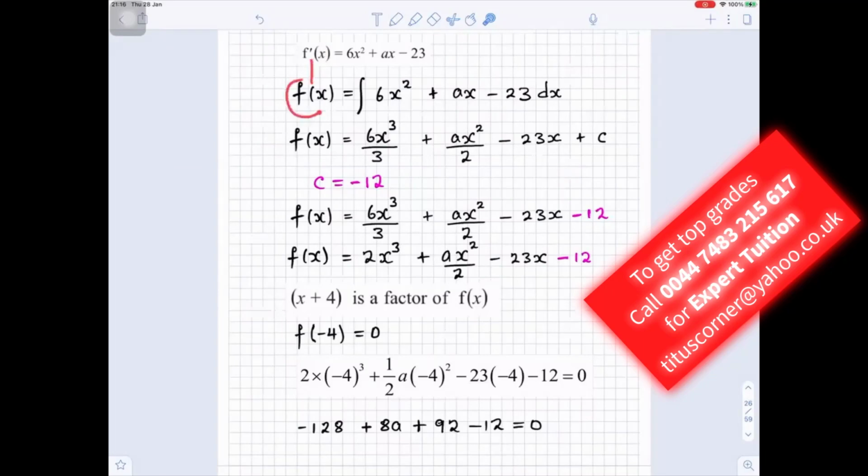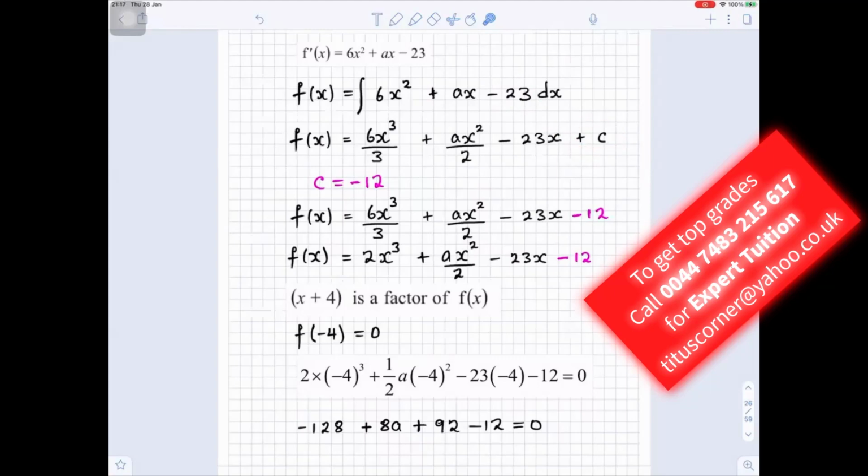Now to get f of x, we integrate f dash of x. So when you integrate, you get back to the function. So you integrate 6x squared plus ax minus 23. Integration, add 1 to the power, 2 plus 1 will give you 3, and you divide by the 3. So 6x cubed divided by 3. Ax to the power 1, add 1 to the power, it becomes 2, and divide by the 2. And when you integrate a number on its own, you just add x. And then plus c, the constant of integration. So that's what f of x is.